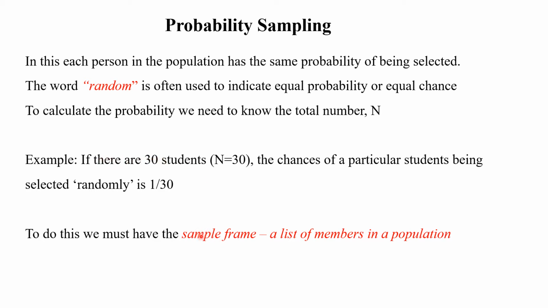I need a sample frame, which is simply a list of members in a population. By taking the class students as my population, I have a class list. There are 30 people in the class. So that's called a sample frame, a list of all the students. So probability sampling, random, sample frame. Okay, these jargons are very important. Right, sample frames.